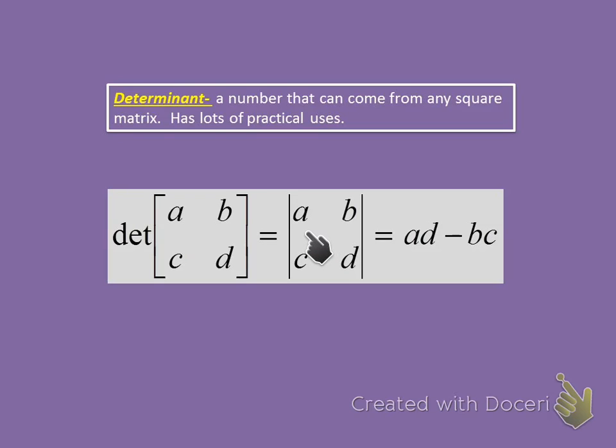Now, to do the determinant of a 2 by 2 matrix, very easy. Your elements labeled A, B, C, D. You want to take A and D and multiply them together. You want to take B and C, multiply them together, and then subtract the 2. All right, Megan? Why do you go across like that? No idea. It's just the way it is.